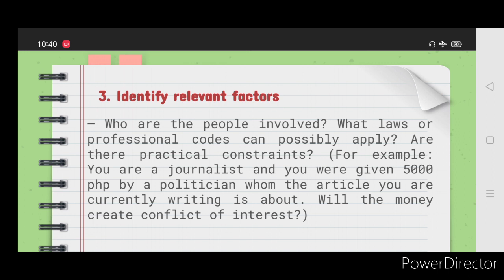Yes, of course naman, right? So we should always think on the relevant factors, okay? Yung mga maaaring ma-involve sa decisions mo. Okay, sino yung mga magsa-suffer, sino ang mga magbe-benefit.